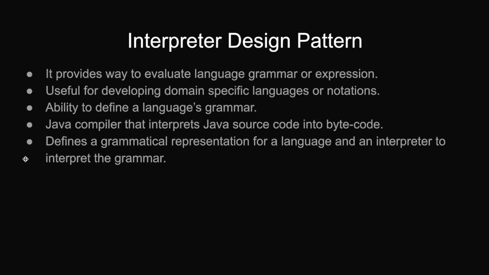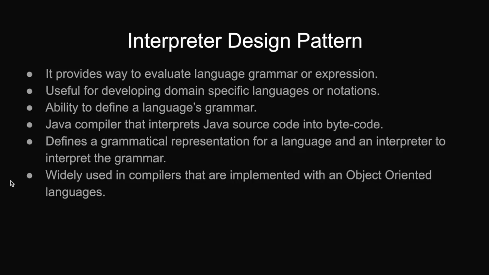For example, if you are designing a big complex grammar that involves a number of rules, then we can use the interpreter design pattern to design those things. And the interpreter design pattern is widely used in compilers. If you want to build your own custom compiler, then you could use the interpreter design pattern to design it. Using the interpreter design pattern, you could design a compiler in such a way that it can be easily extended. So that's the power of the interpreter design pattern.